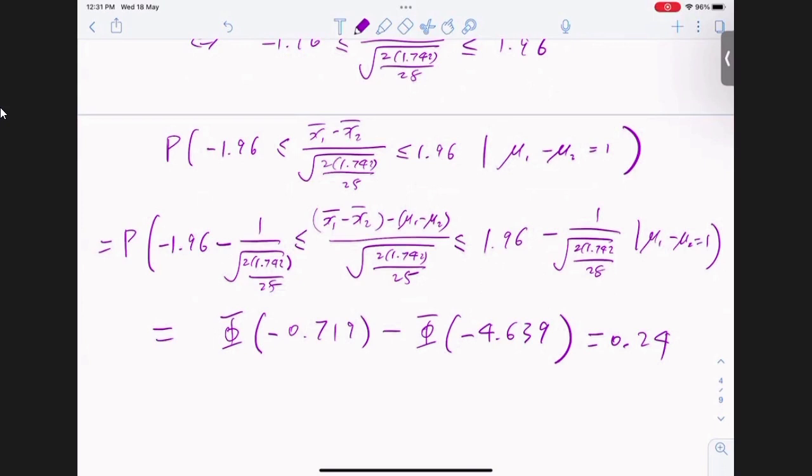In fact, this is the type 2 error probability. Under this assumption, the null hypothesis is not correct. The null hypothesis states that they are the same, so if the difference is 1, that means they are not the same. So the alternative hypothesis is correct, but we do not reject the null hypothesis, and that is the type 2 error. So this is an example of calculating the type 2 error probability, and we have a 24% chance to make this error.